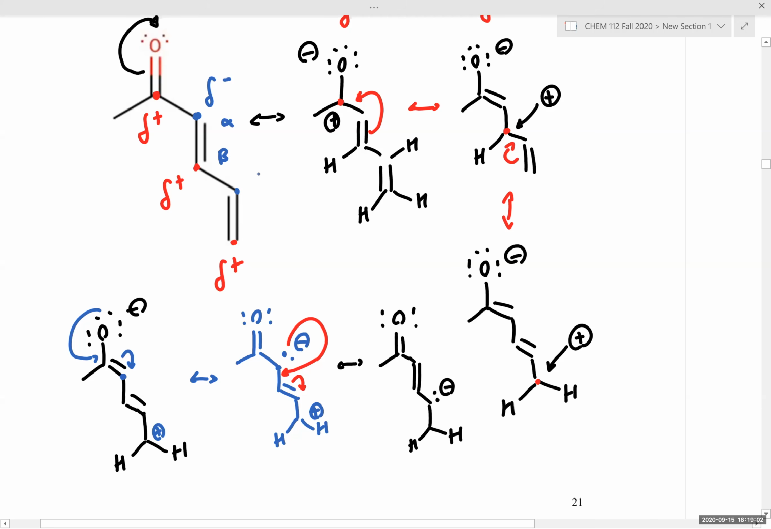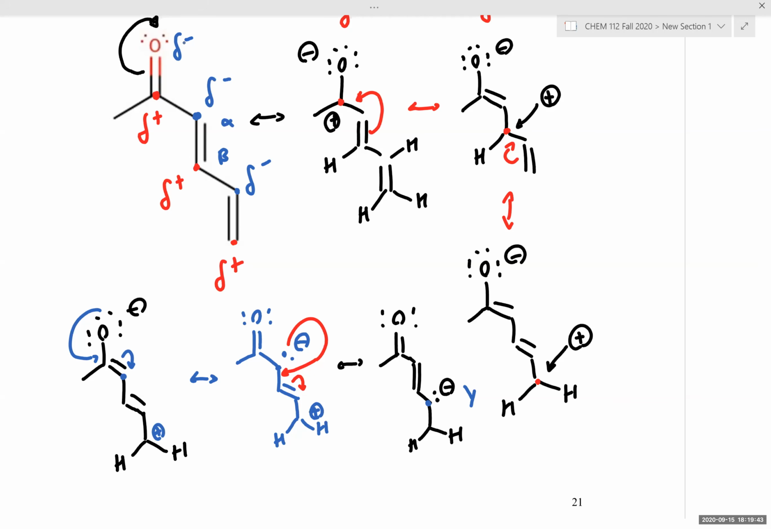What about on the gamma carbon? Is that gamma carbon electron rich or deficient? Do we have a positive or negative charge? It's electron rich because, as we can see on this gamma carbon, we have a negative charge in one or more of our resonance structures. So as we can notice, is there any electron rich atom that we're missing here? Oxygen, yep. Oxygen has a negative formal charge in a lot of our resonance structures.